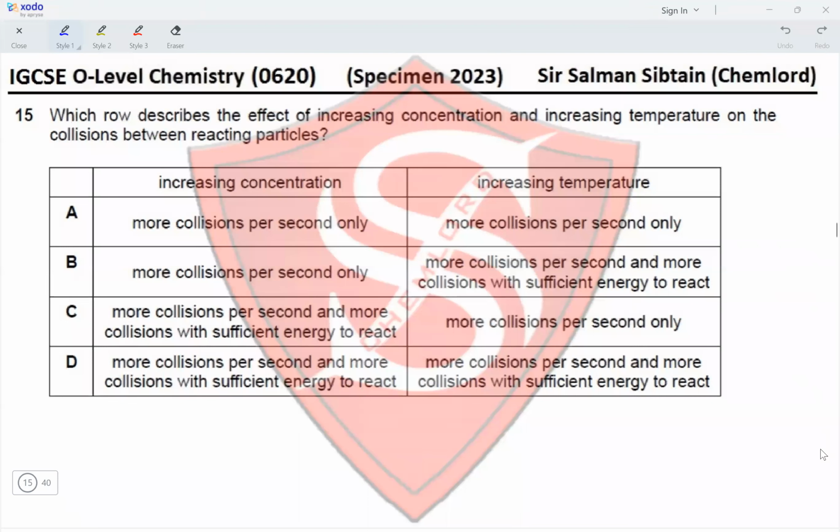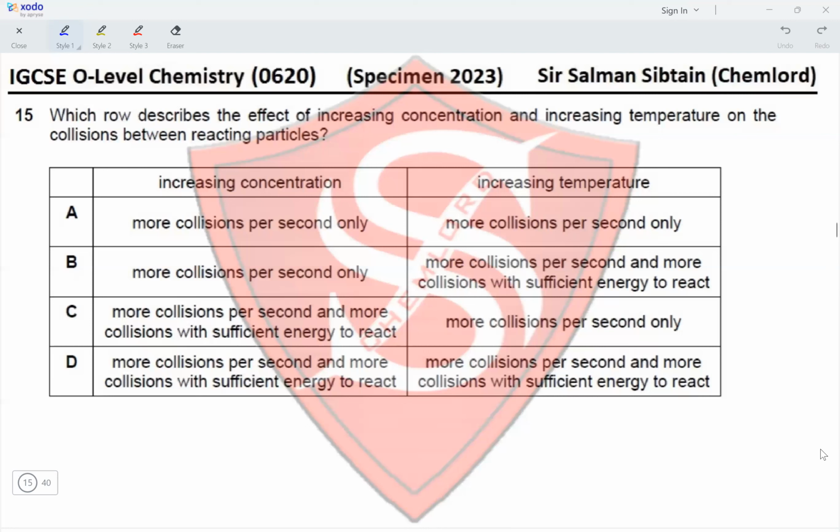Question 15. Which row describes the effect of increasing concentration and increasing temperature on the collisions between reactant particles? So if we increase the concentration, the number of moles of reactants would increase, hence the collisions between reactant particles would also increase. So we have two possibilities. One is more collisions per second only, and the other is more collisions per second and more collisions with sufficient energy to react.